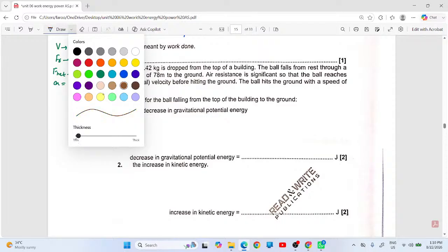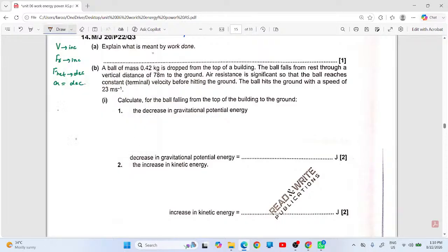Explain what is meant by work done. Work done is the product of force and displacement in the direction of force.